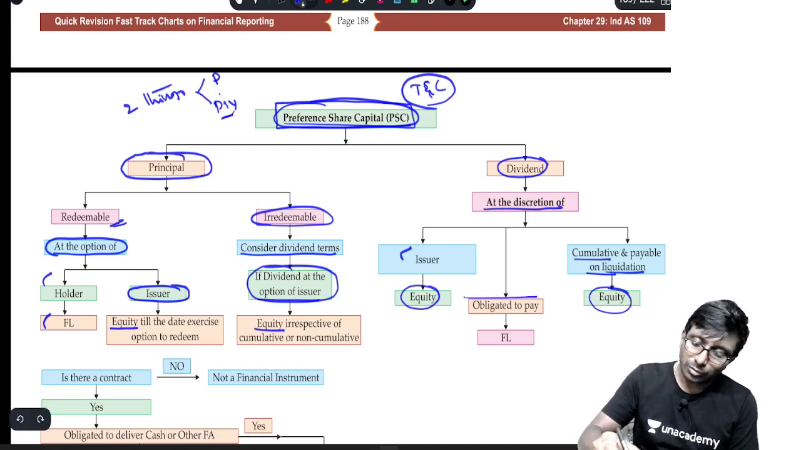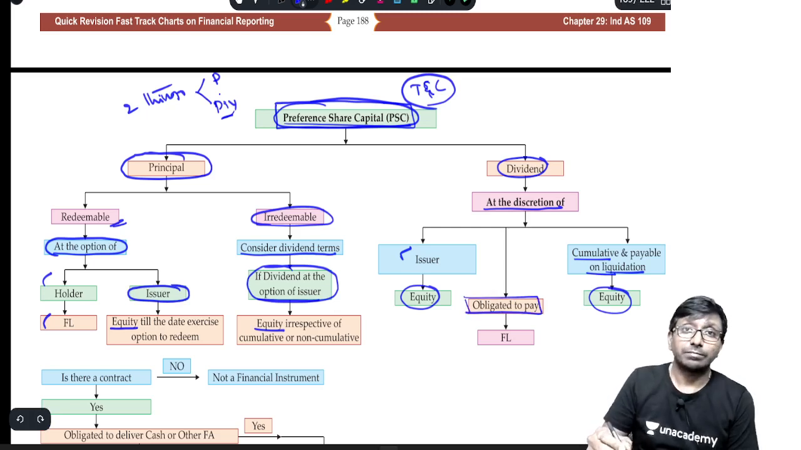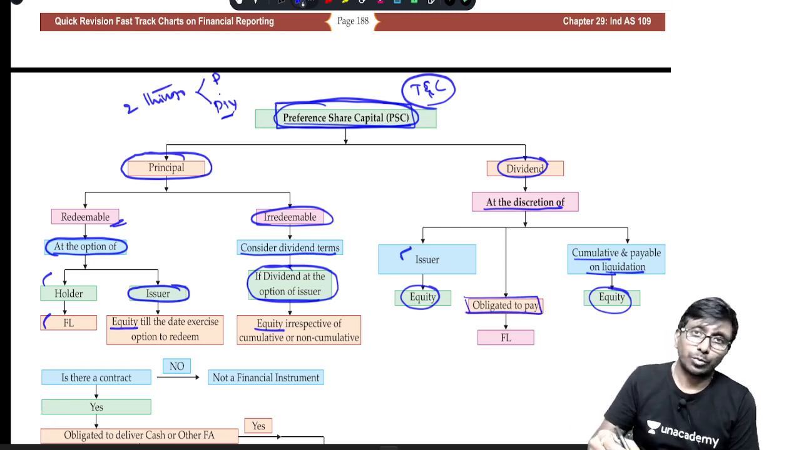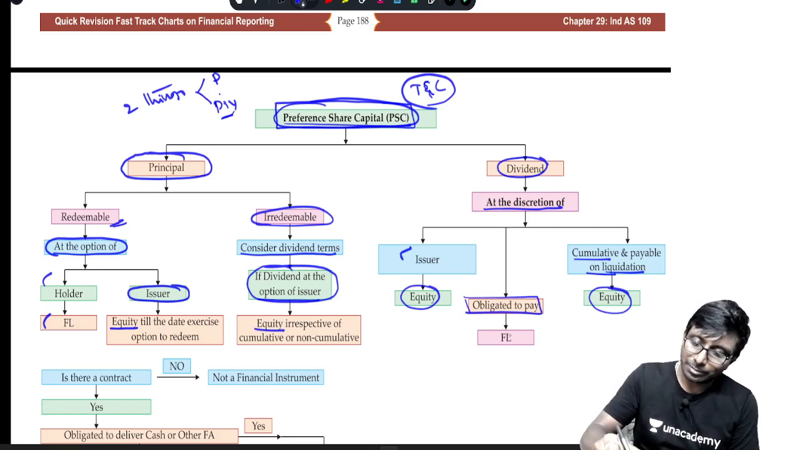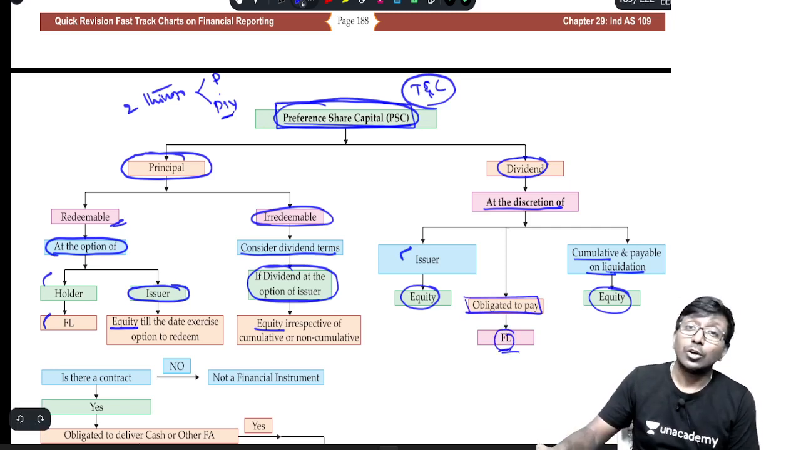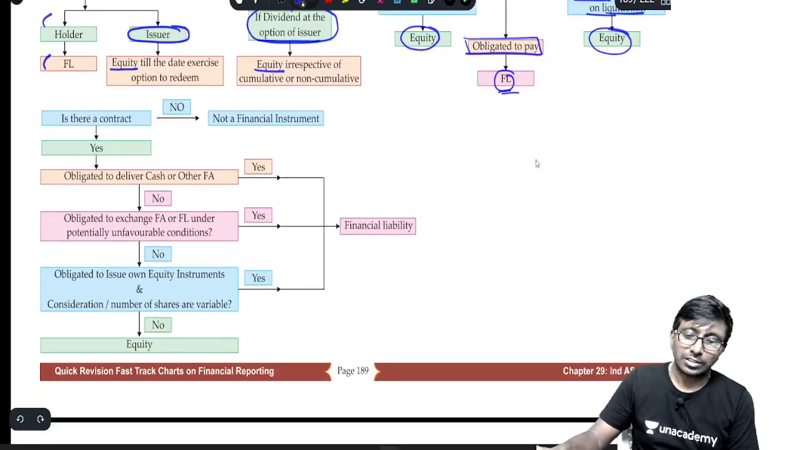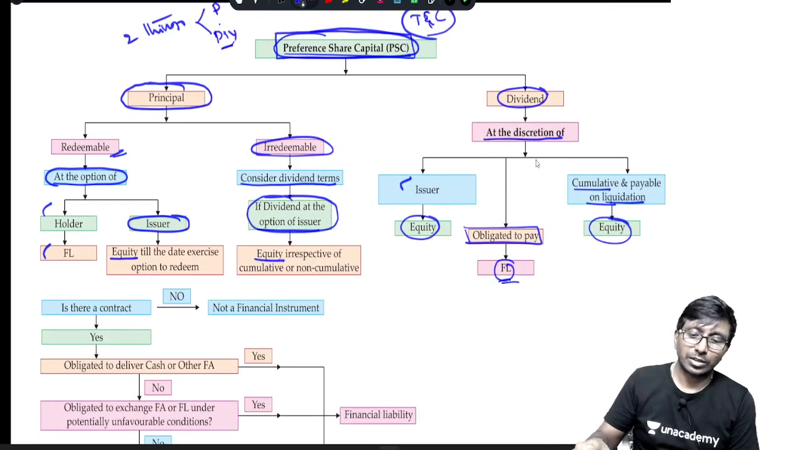No, sir, we have an obligation to pay dividend. It's cumulative, you have to pay every year. That means it is a liability. We have to accrue it. That is about correct, that's what I see.